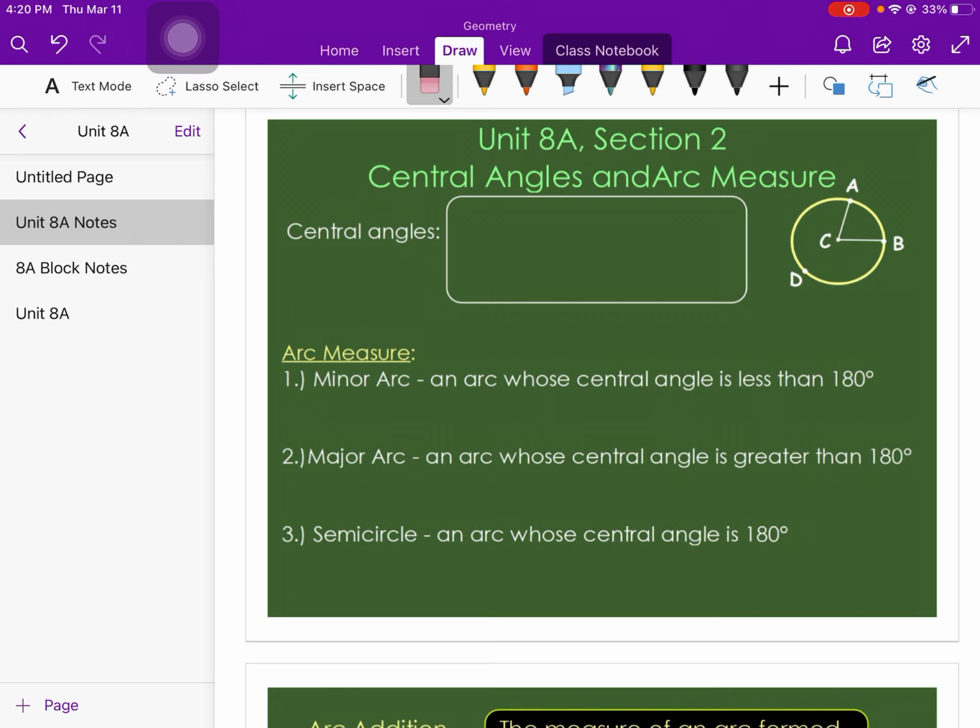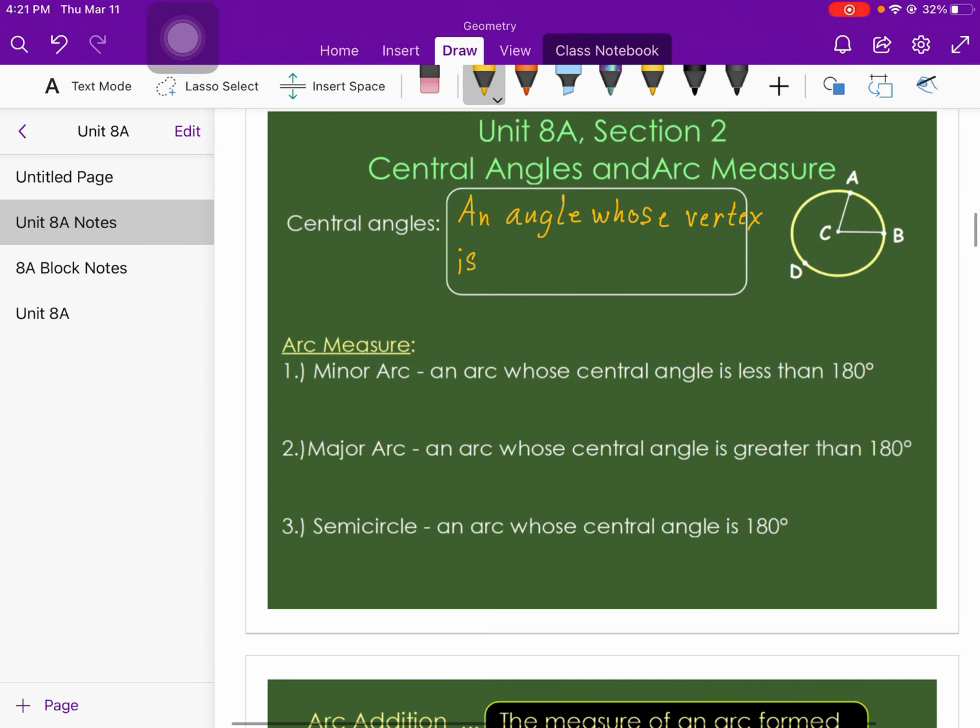So a central angle is an angle whose vertex is the center of a circle. So at the very center, notice right here, this would be a central angle because the vertex at point C is right there. We have different types of arc measures.